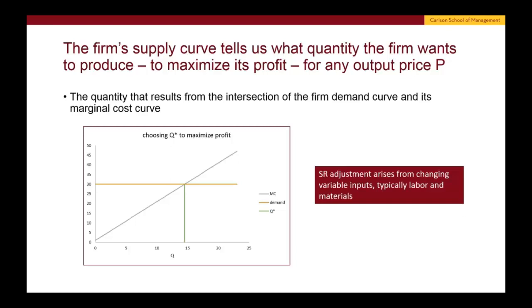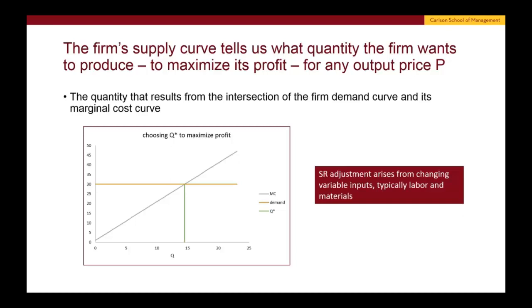Remember that in that setup, we learned the quantity of output that a firm wanted to produce was the quantity where marginal revenue, which was the price, crossed the firm's marginal cost curve. This diagram here reminds us of that setup. Here we have a marginal cost curve, that upward sloping line. We have that horizontal firm demand curve, and the intersection of the two shows the firm's profit maximizing quantity of output.